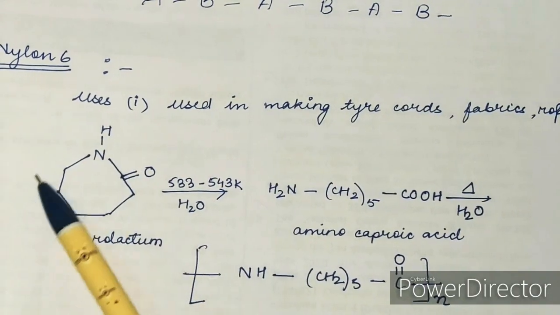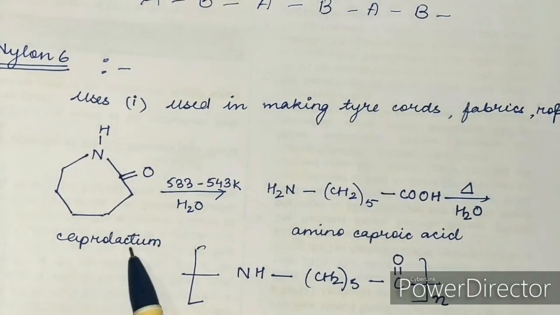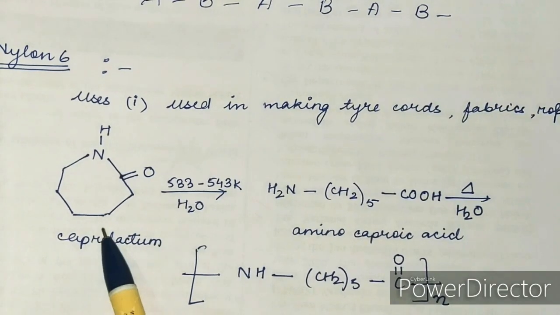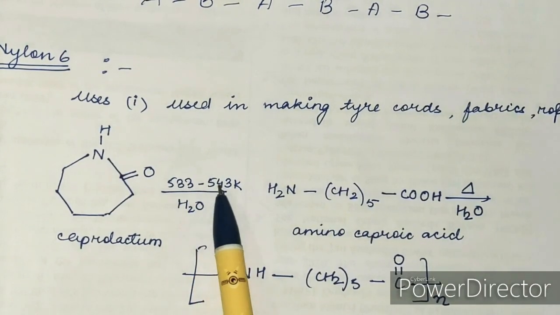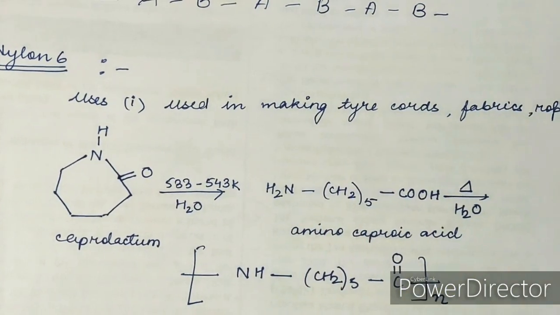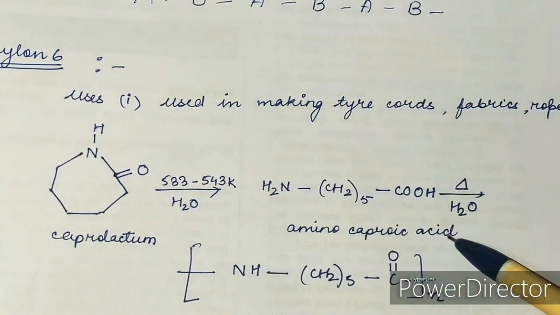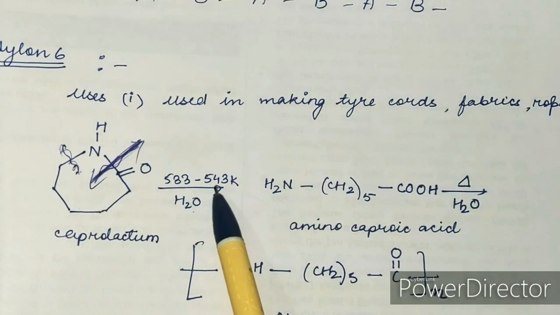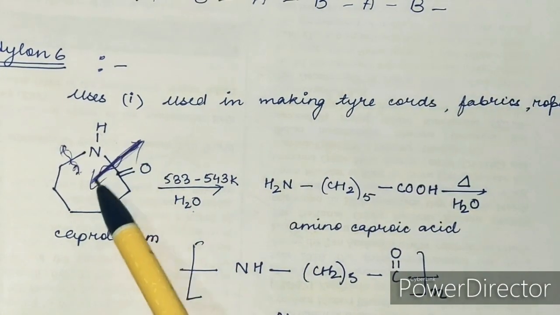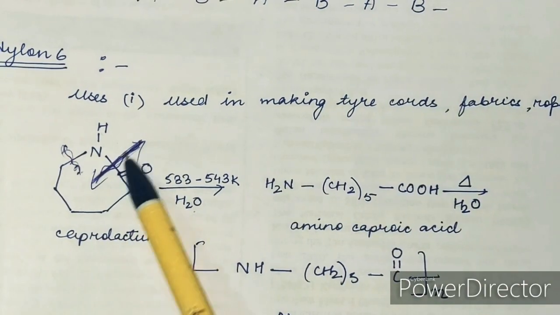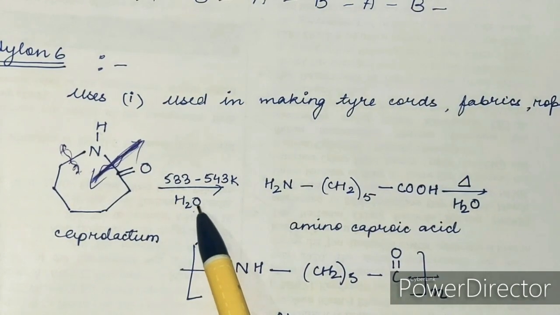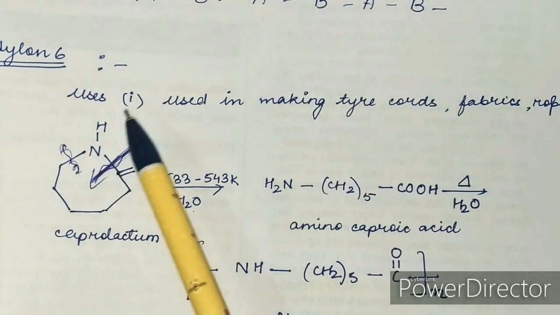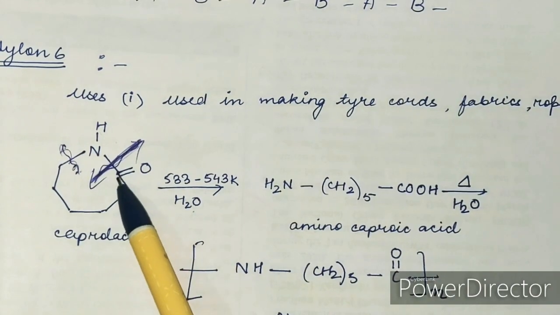So in nylon 6 there is only one monomer. It is called caprolactam. When caprolactam is heated in the presence of steam at a temperature of 533 Kelvin to 543 Kelvin, then you will get aminocaproic acid. How is the aminocaproic acid formed? When you apply such high temperature, obviously the cyclic structure will break. The caprolactam will break at this point. And since you have used a water molecule, there are 2 hydrogens and 1 oxygen. 1 hydrogen will go here and the OH will combine with this carbon.